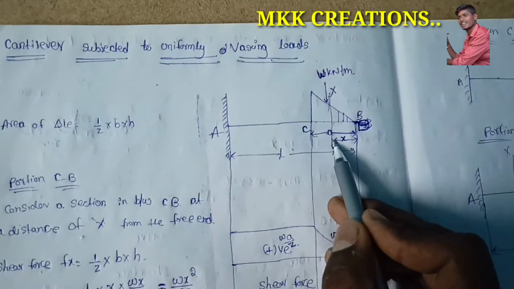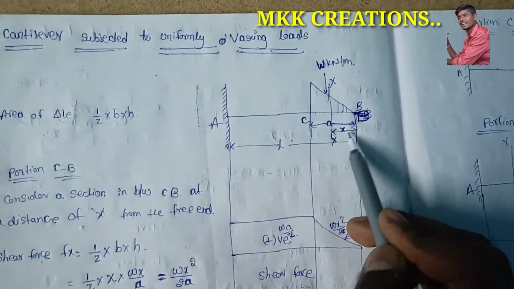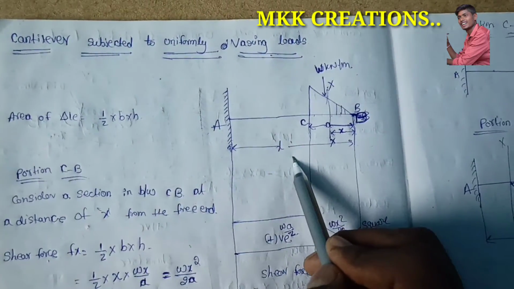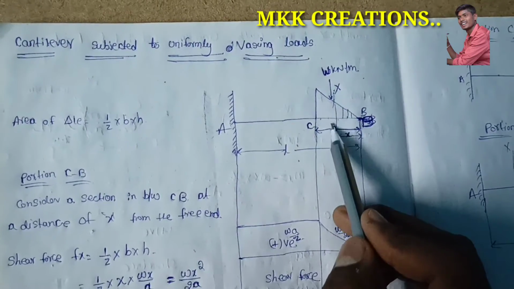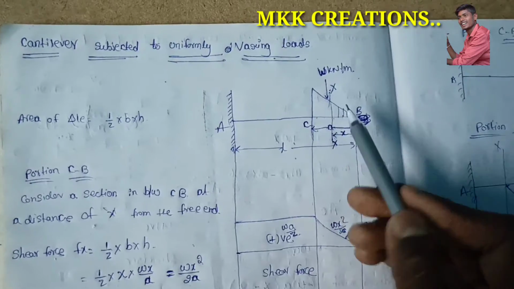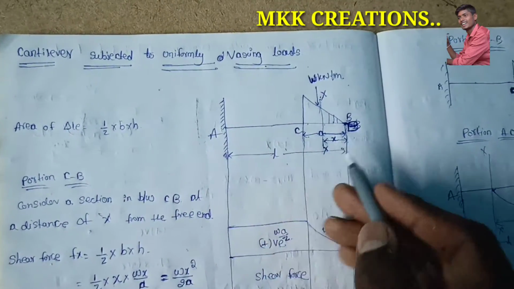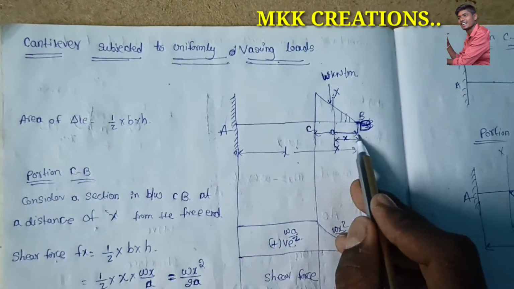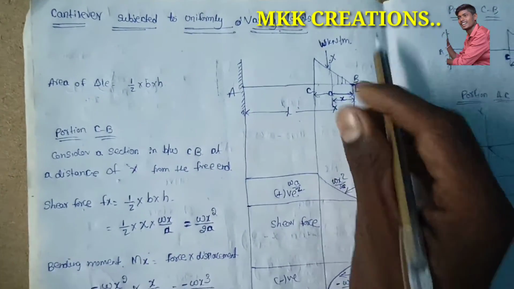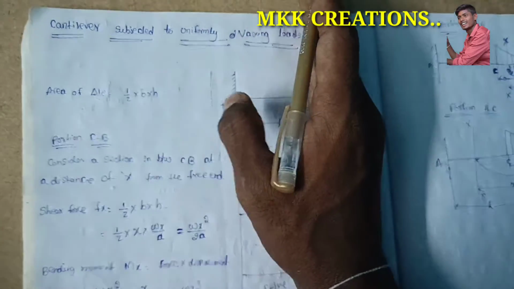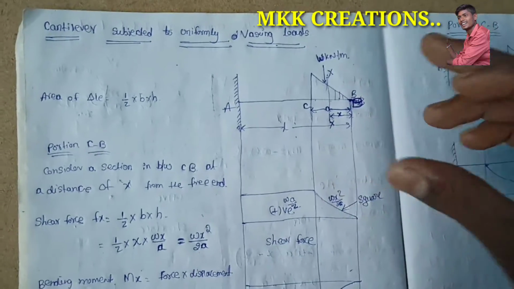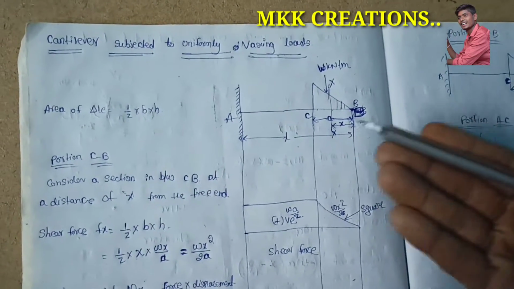See the diagram carefully. From section XX to the free end is X distance. The total distance is L. Understood? And next, the load is acting over a distance A. Previously, in the uniformly distributed load also, they gave how much load is acting and how much length is given. Likewise here also. So portion CB is considered, and we divide a section XX.